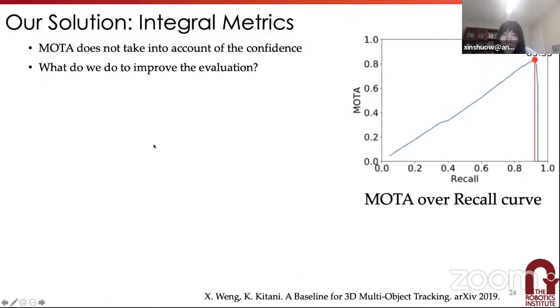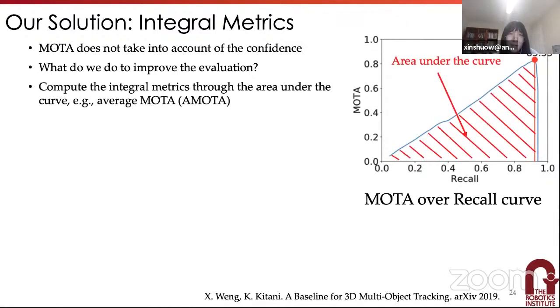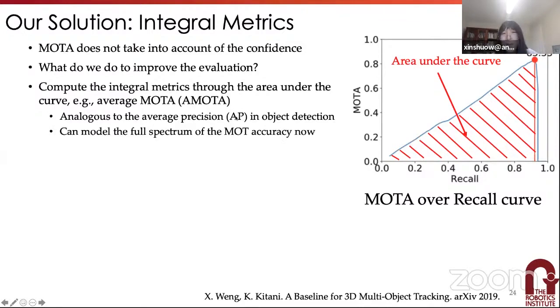Okay, now we know MOTA does not take the confidence into account. So what do we do? Well, we simply compute the area under the curve here as demonstrated in the shadow of the figure, which we call the average MOTA. This is very similar to the average precision that is widely used in the object detection task. And by computing the performance at all the recall points instead of just a single recall point, we can now model the full spectrum of the MOT accuracy.